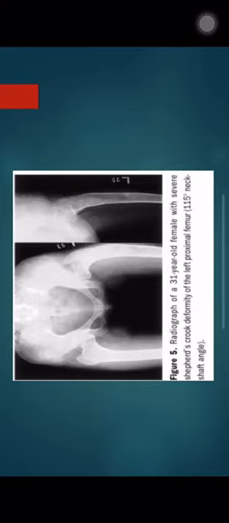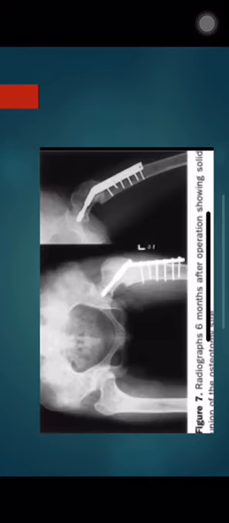This is a 31-year-old female with fibrous dysplasia showing severe shepherd's crook deformity with a 15 degree neck shaft angle. This is the pre-operative planning for closed wedge osteotomy with a template paper and measuring the angle. Intraoperatively, dynamic screw fixation was done. The plate and screw used was the DHS variable angle screw plate.